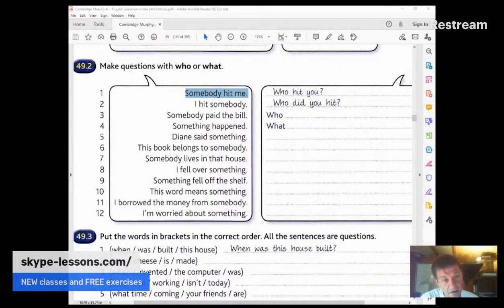Okay, something fell off the shelf. Here, the something is the subject. Yeah, so what fell off the shelf? Yeah, you don't have to worry about auxiliaries here. You don't have to worry about reversal or inversion. So what fell off the shelf?